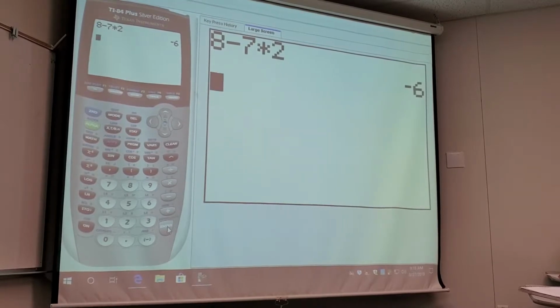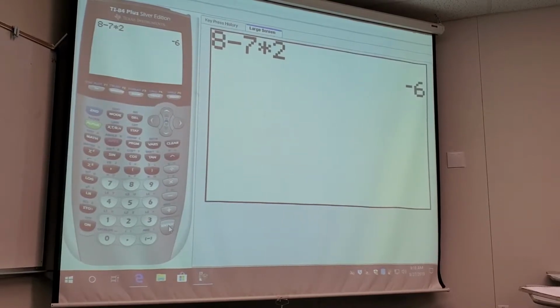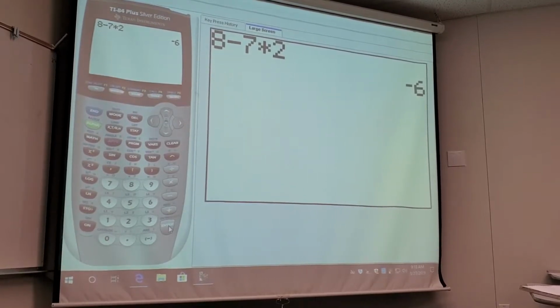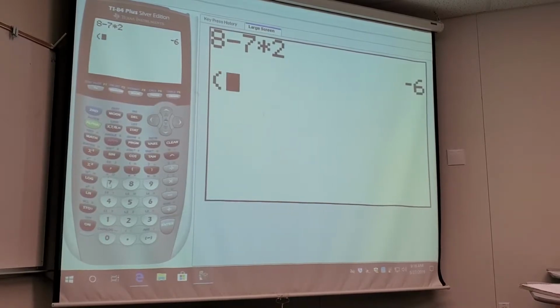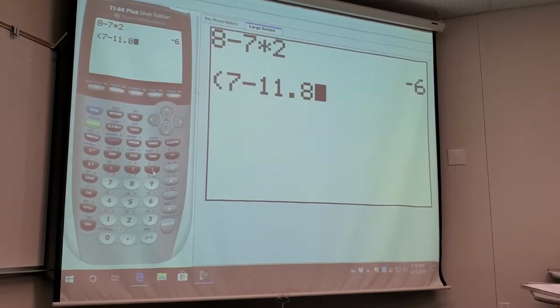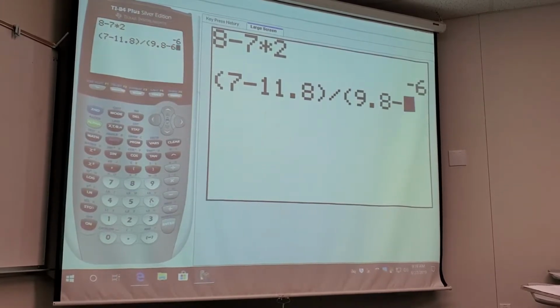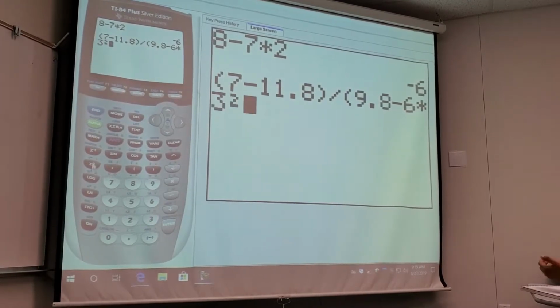Also, if you've never used a scientific calculator even, you can now finally see everything you put in, right? We will be using some rather long formulas in this class. So for example, everybody do this with me. Here we go. What have I put in there? Parenthesis, 7 minus 11.8 close parenthesis divided by parenthesis 9.8 minus 6 times, what do you got, Jeff? 3 squared. See the squared button?